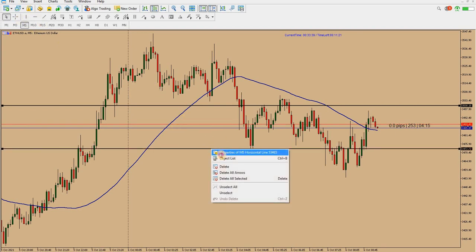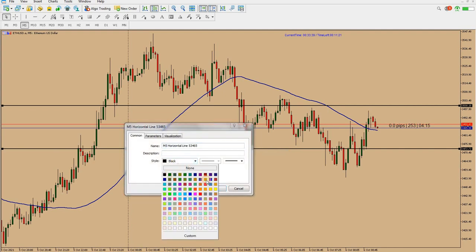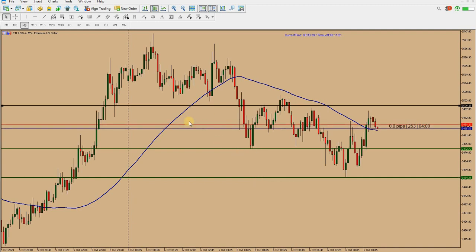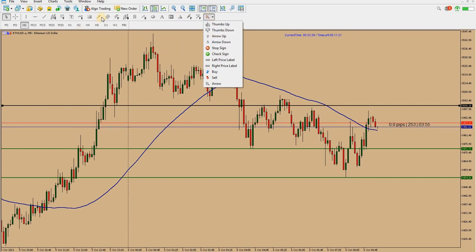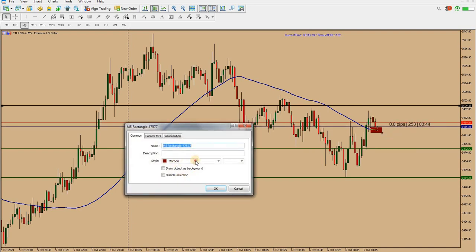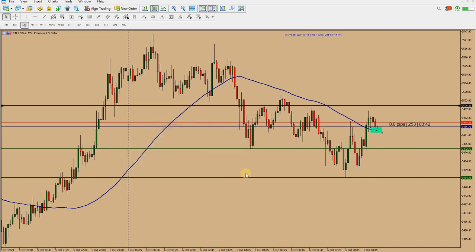I change the color to green. So I put the green just to show me in future this is the selling zone, buying zone. So when the market, for example, from here, if I just mark it up just to show you guys, I change the color to something you can see easily. Alright, we are under the simple 60 moving average.